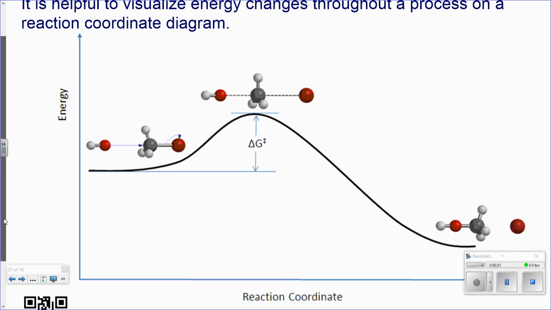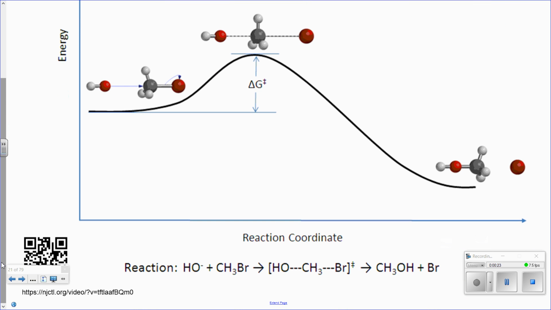We have hydroxide reacting with, it looks like, CH3Br, and then you get something funky in the middle here. This is the funky stuff in the middle, which doesn't really exist, but it's somewhat of an intermediate. And then this would be our final, more stable product, okay?